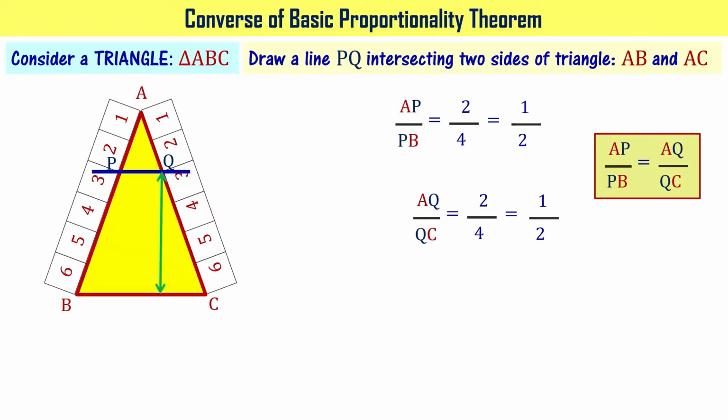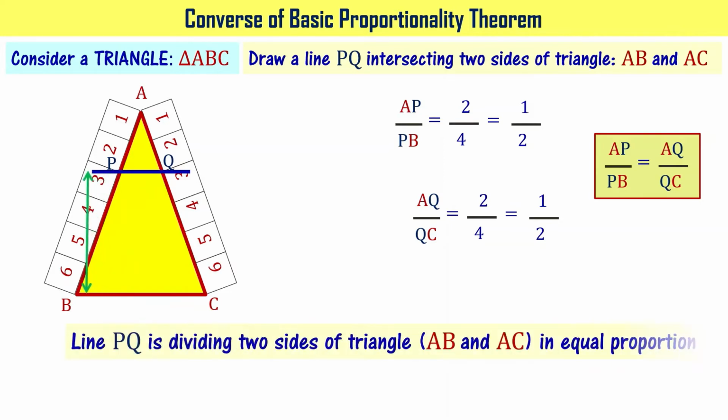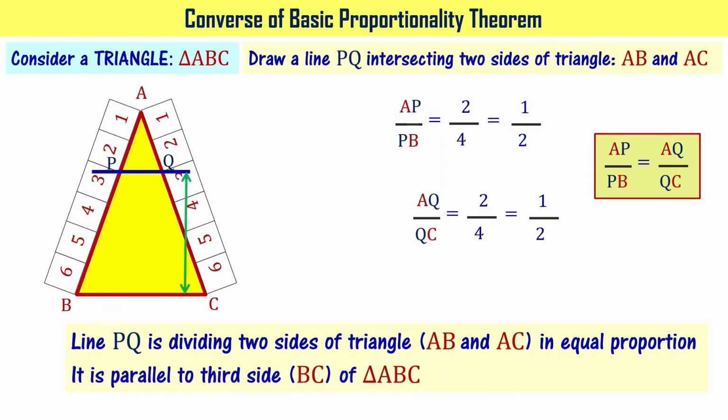The other thing you can see from the figure is line PQ and line BC are parallel to each other, right? The distance between them is constant throughout. It means those two lines are parallel lines. So let's take a note of that. Line PQ is dividing two sides of the triangle, side AB and side AC, in the equal proportion. That's what we have seen. And the other point we have seen is that line PQ is parallel to the third side BC of triangle ABC, right?